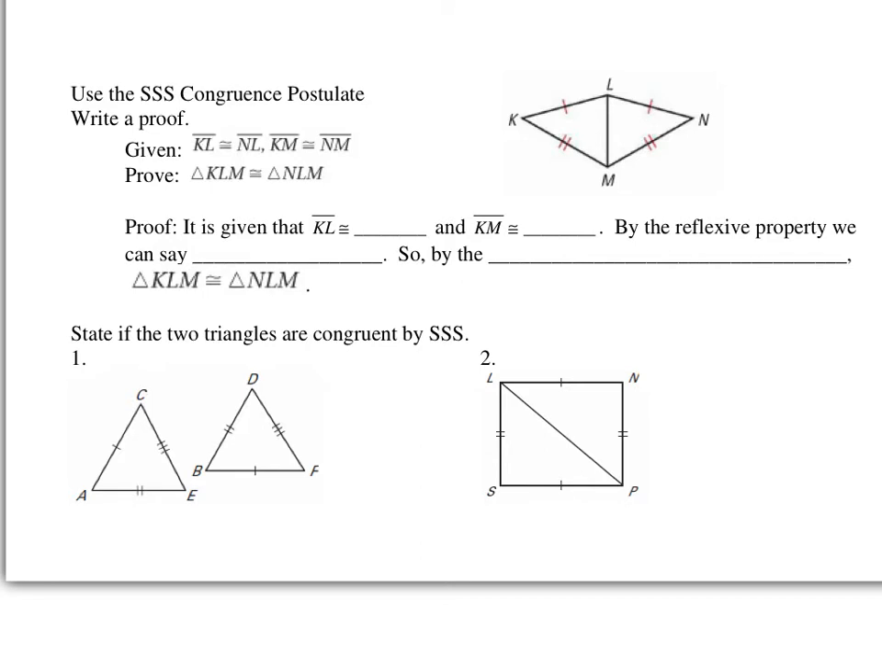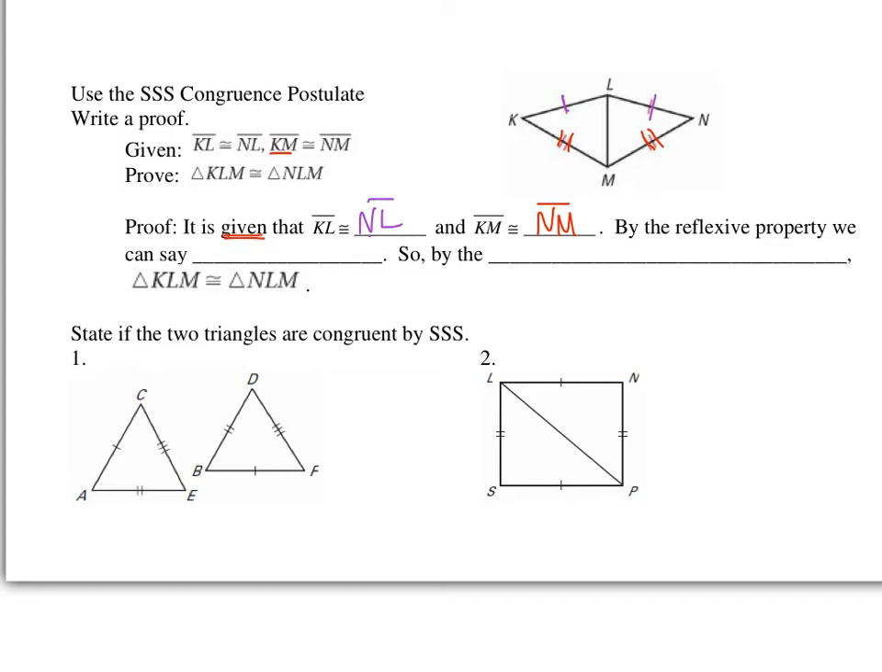So first we look at what we are given. So we are given that KL is congruent to NL. So that's the first part. So it is given that KL is congruent to NL. Next, we also see that KM, so right here with our 2 slashes, is congruent to NM. And that's just because it is the given information.